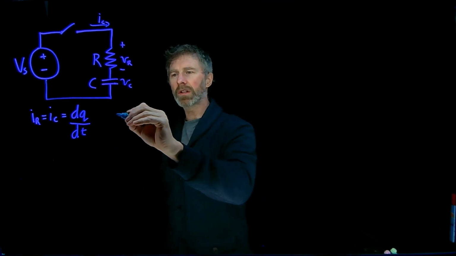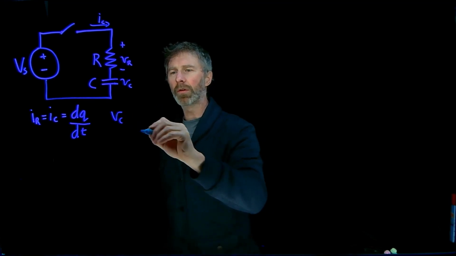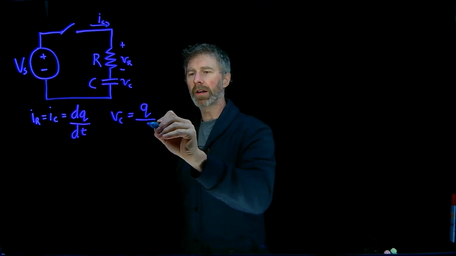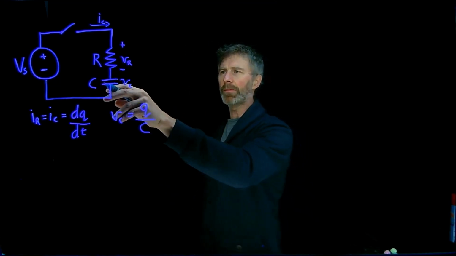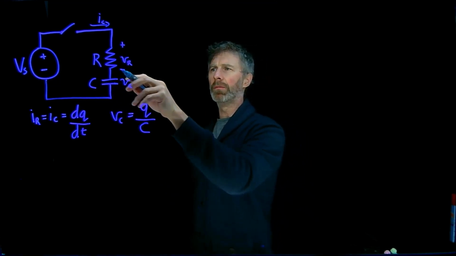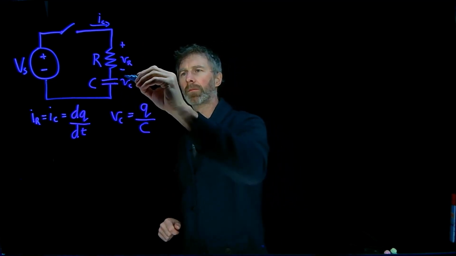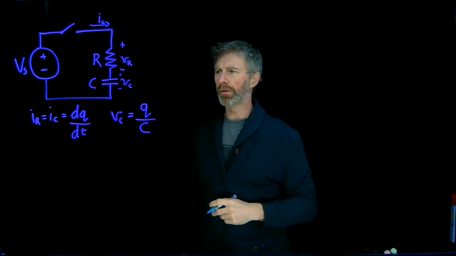We're also going to use the definition for capacitor, and the voltage across the capacitor will be equal to the charge on the capacitor divided by its capacitance. And I've given the capacitance here as C, the resistance of the resistor is R, and you can see the voltages across the devices as well as the current through the devices.